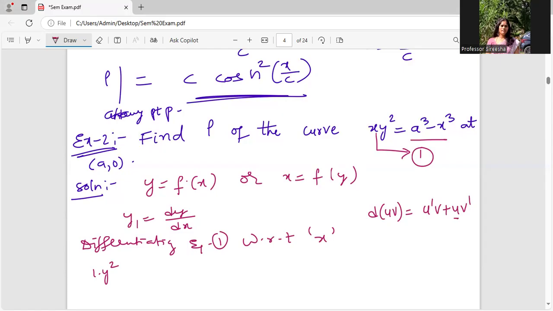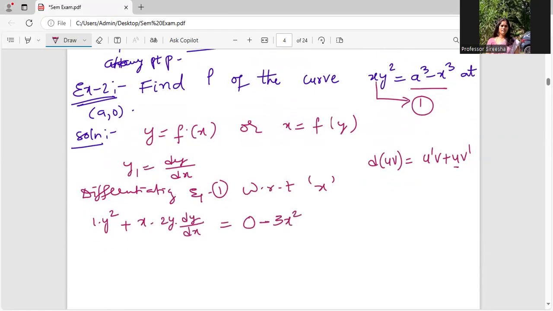So the x derivative would be 1, with y squared as it is, plus x as it is, times the derivative of y squared, which is 2y, but since y is a function of x, I have to write dy by dx. In the case of x also, dx by dx is 1. A cubed is a constant, so it is 0, and then minus x cubed has derivative 3x squared. Finally, what would be the value of dy by dx? That's my motive here. So minus 3x squared, y squared I bring towards the right, so it would be minus y squared by 2xy.